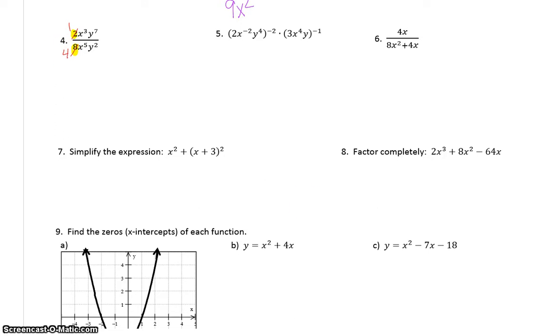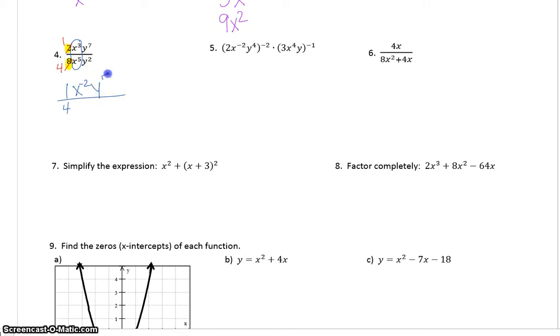Okay, so now let's look at our x's. We want to subtract our x's. So we have x to the 3rd over x to the 5th, which would give us x to the negative 2, because 3 minus 5 is negative 2. And then we have y to the 7 minus 2, so y to the 5th.